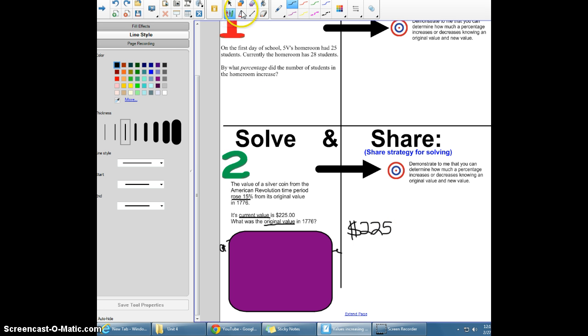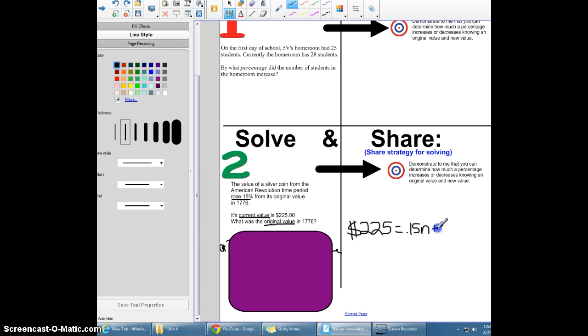So $225. I know it's equal to something. I know it's equal to 15% times some value. That's what I know. It's $225. It comes from, or it's equal to, 15% multiplying some original value.